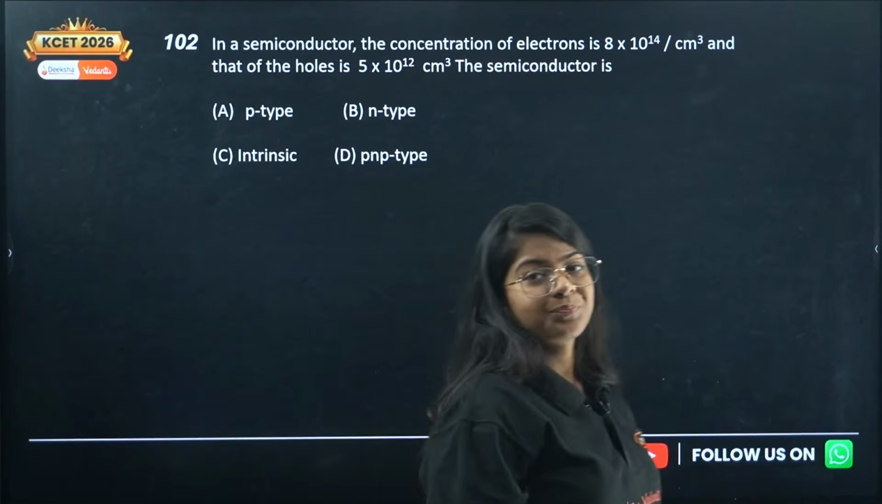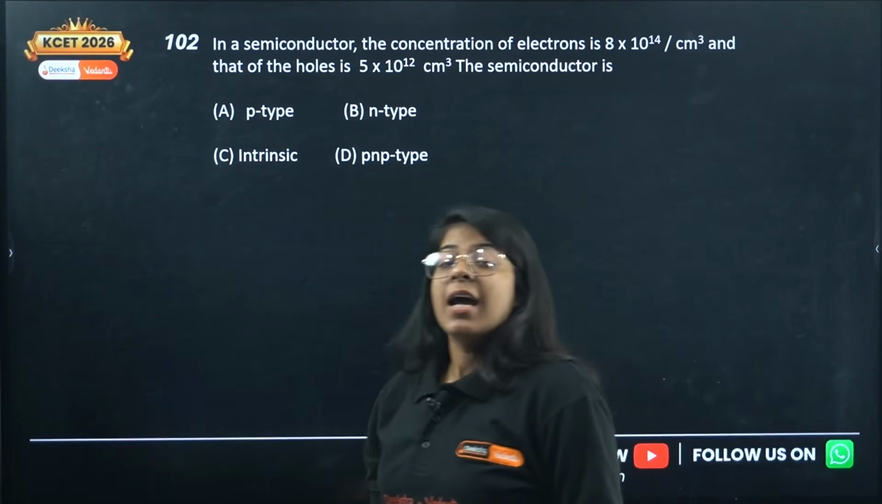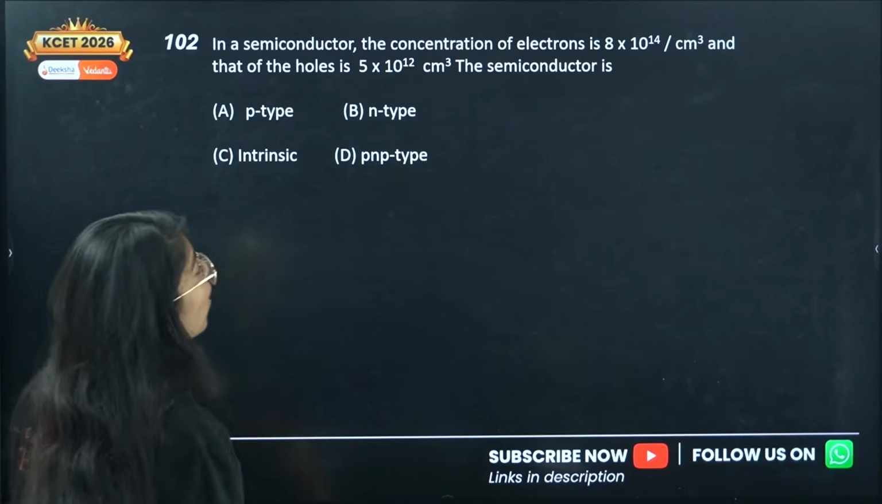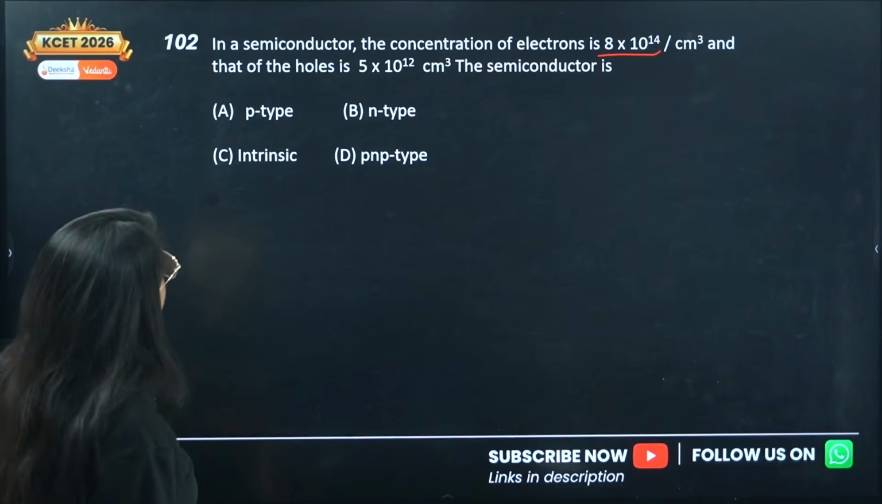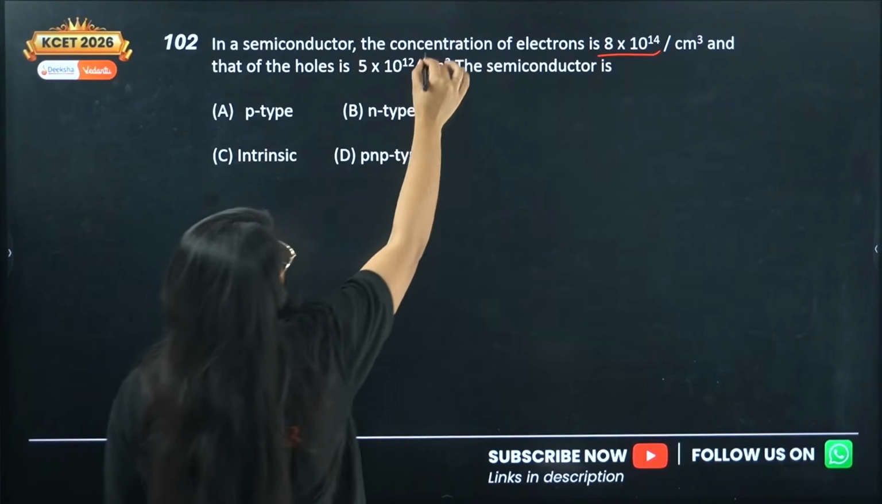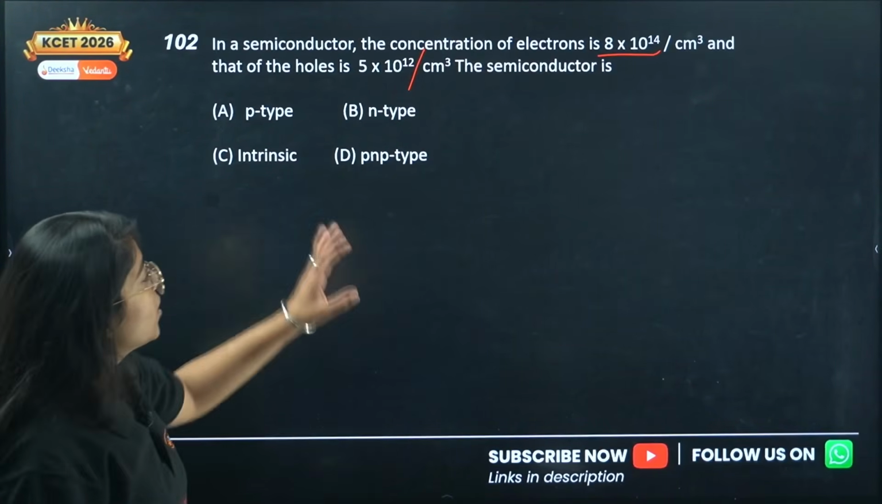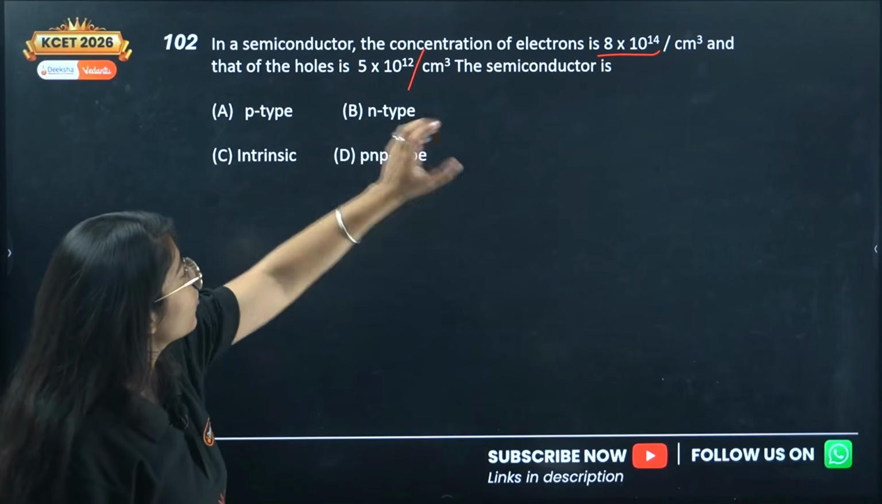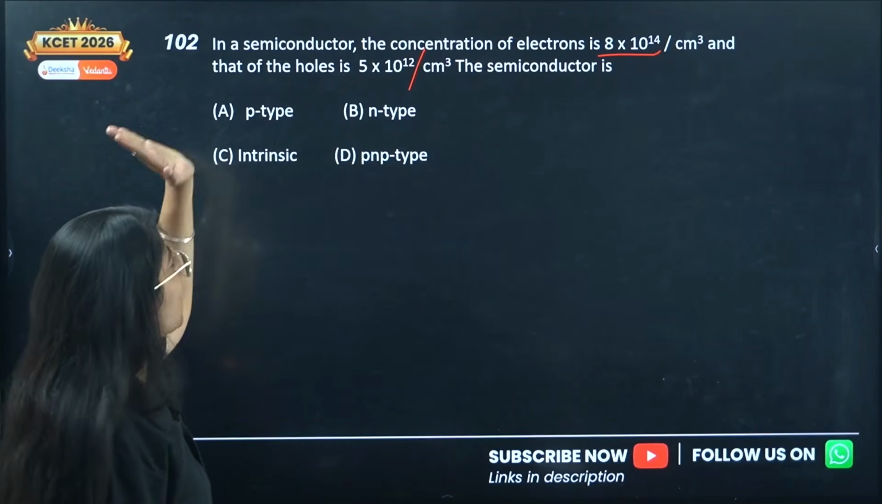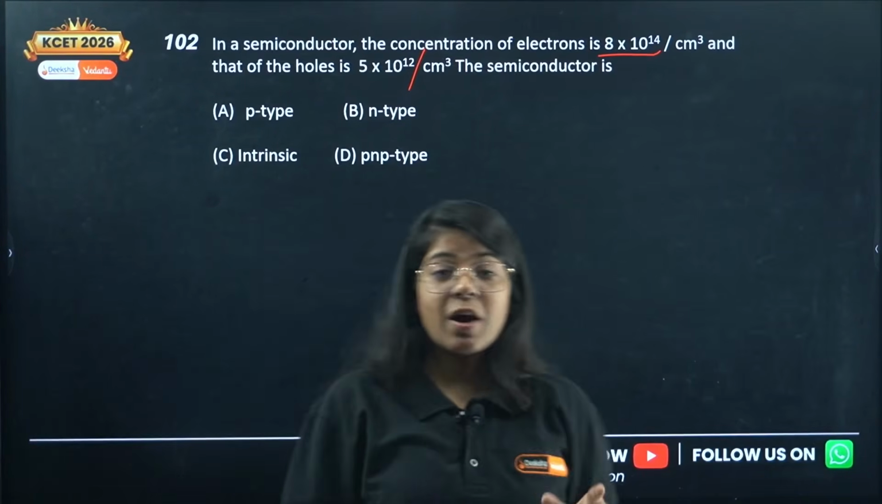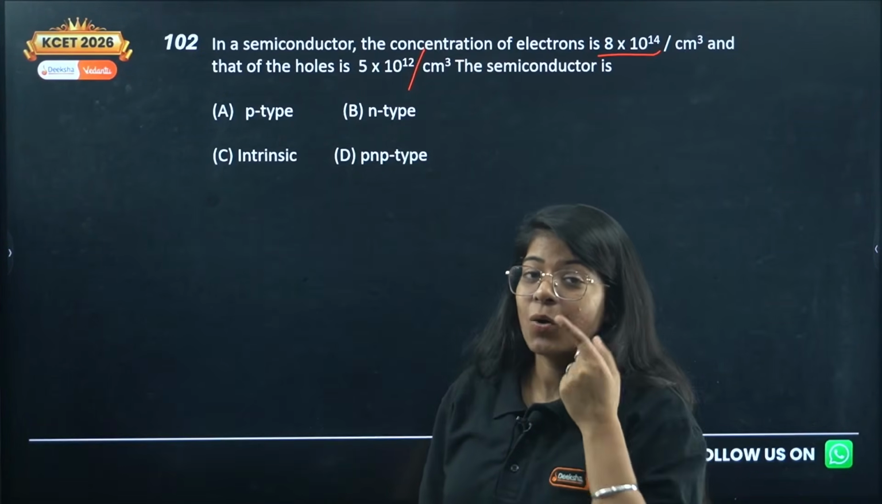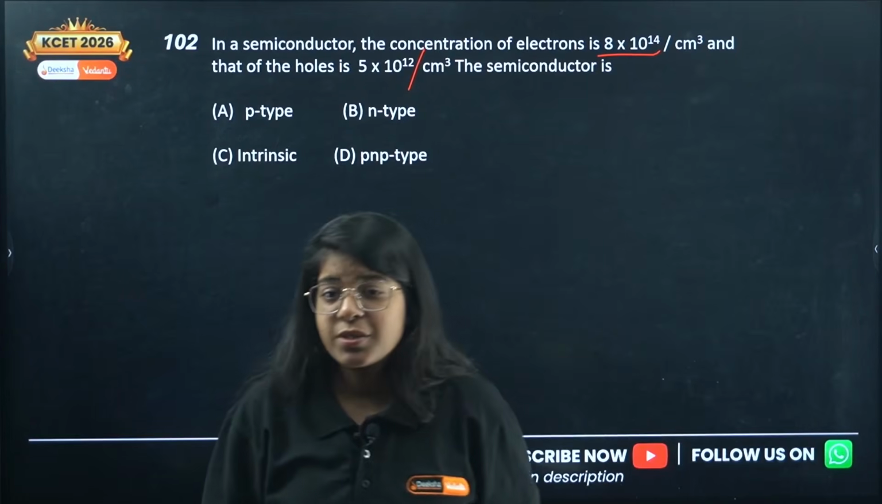102 question. In a semiconductor, the concentration of electrons is 8 into 10 raised to power 14 per centimeter cube, and that of holes is 5 into 10 raised to power 12 per centimeter cube. We are given the concentration of electrons and holes. The semiconductor is p-type, n-type, intrinsic, or p and p-type. Now this is the question you have to answer in the comment section right now. I will see and I will definitely check who is answering.